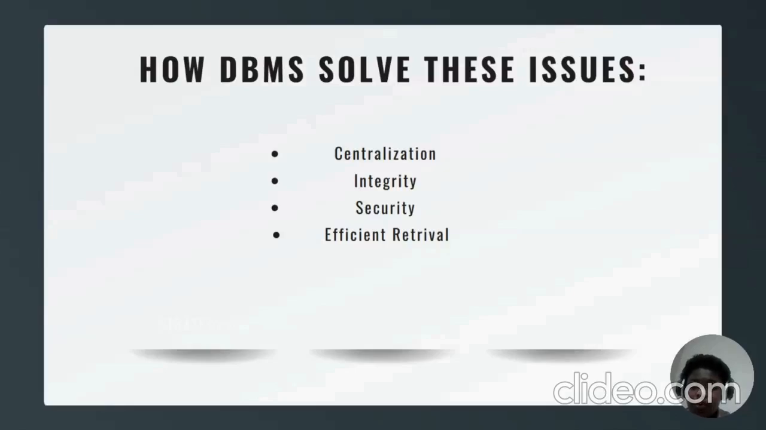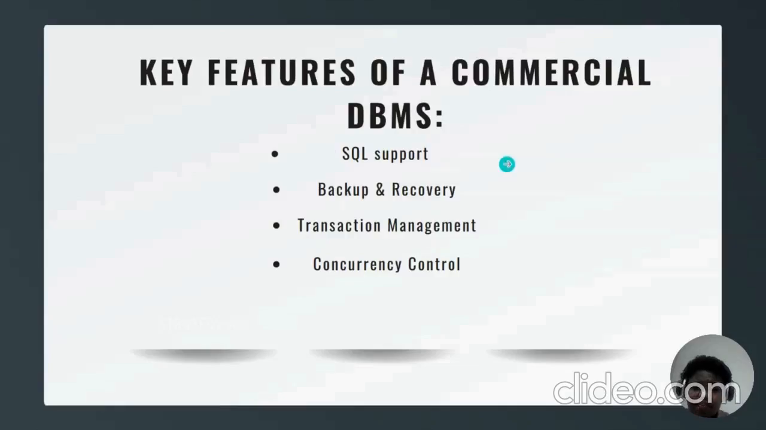For efficient retrieval, efficient data retrieval is another major advantage of using a DBMS. SQL is commonly used to perform complex queries quickly, allowing users to access specific data without needing to manually search through the entire database. This efficiency is crucial in a large-scale operation where time is of the essence. So, these are the key features of a commercial database management system.